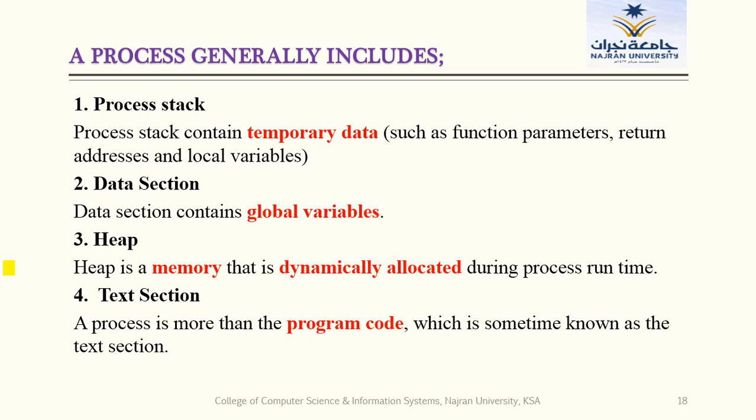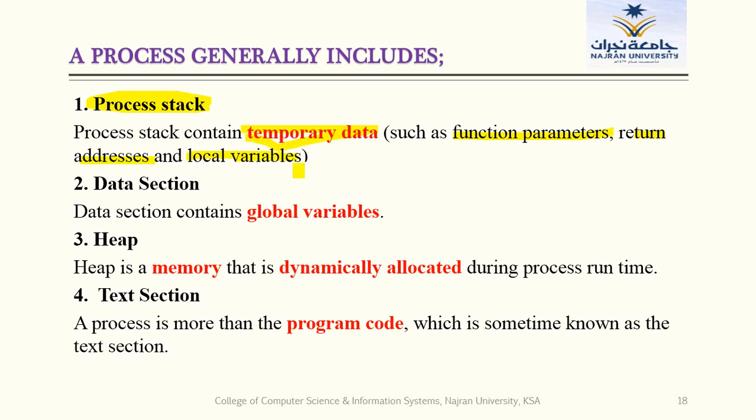So what are the components of a process? We discussed that a process is an instance of a computer program that is being executed. But what are the components? The first thing we have in each process is called the process stack. Stack, we already know, is the last in first out concept. So what does this stack contain? It will contain temporary data, for example function parameters. Whenever we are passing parameters to a function, they will be stored in the process stack. Return address: whenever we are going from one instruction to another and maybe we have to come back to that instruction, the return address will also be stored in the process stack.